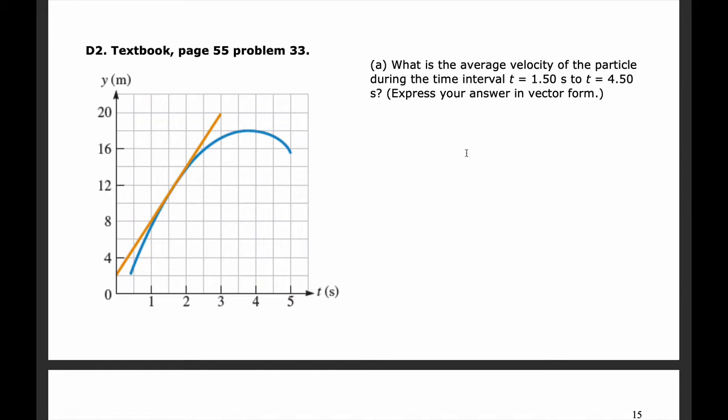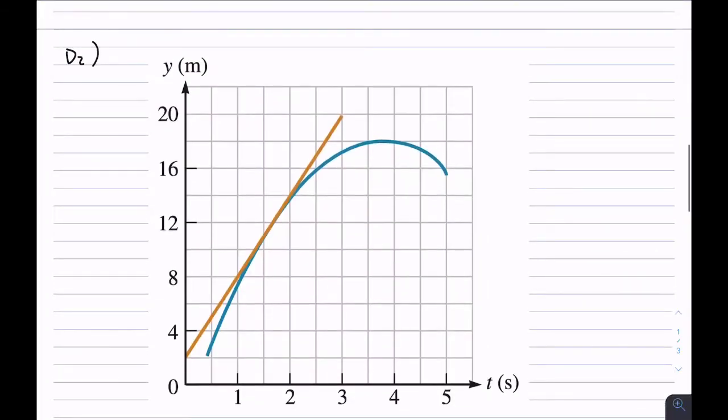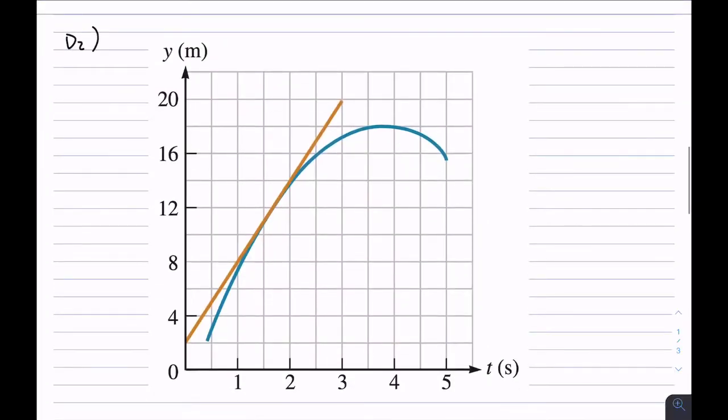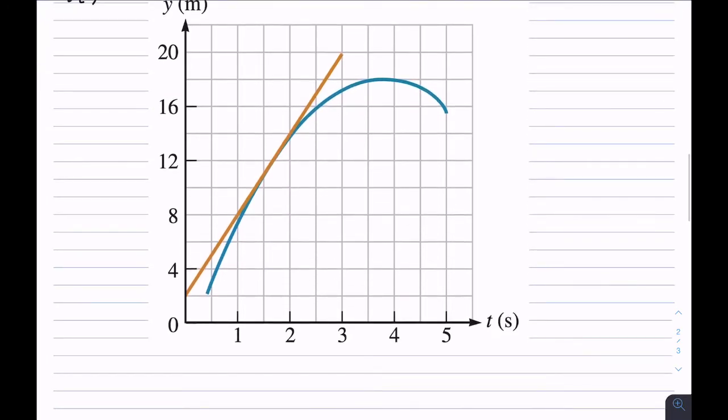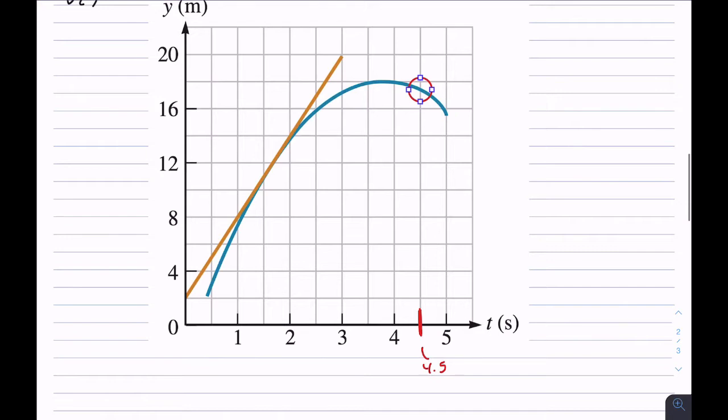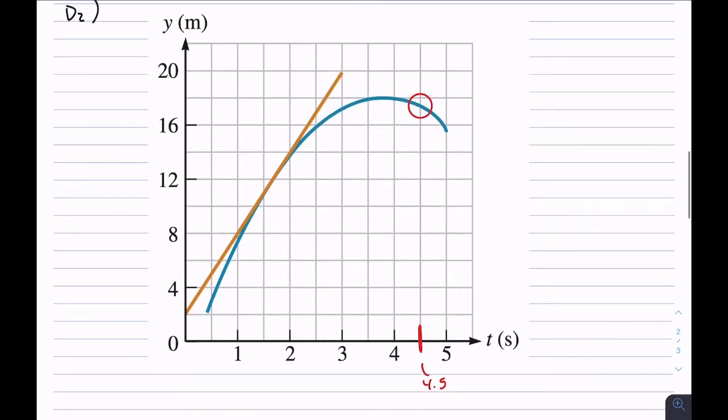Okay. Average velocity of the particle during the time interval t equals 1.5 seconds to t equals 4.5 seconds. Express your final answer in vector form. Okay, so we need to look at this graph, and we need to look at the time interval. Time is equal to 4.5, right? So that's down here. 4.5 seconds, right? So here, this is where our y value is. We need to figure out what that y value is.